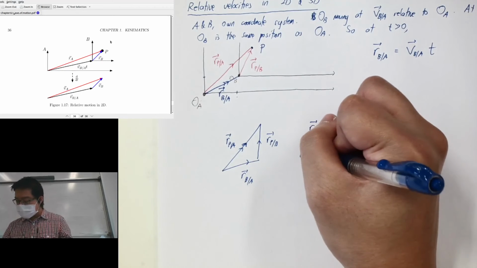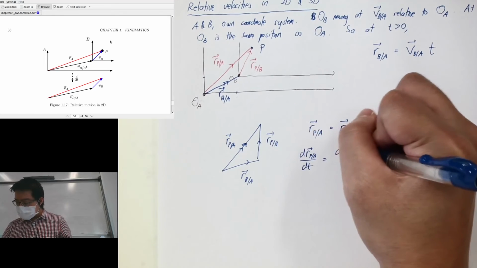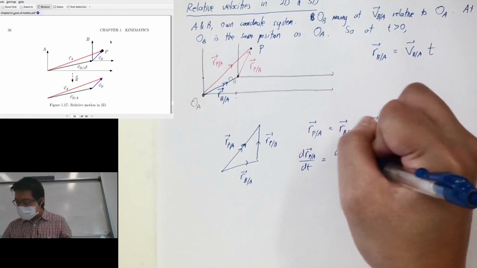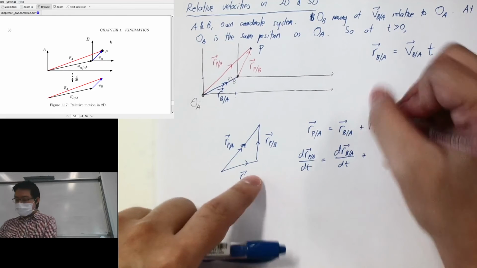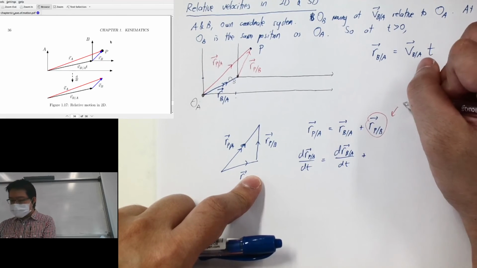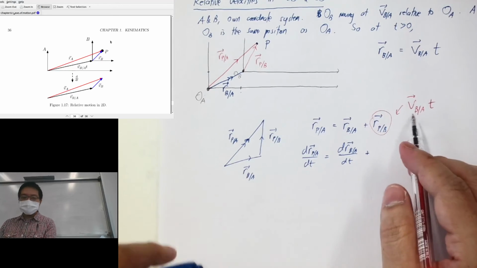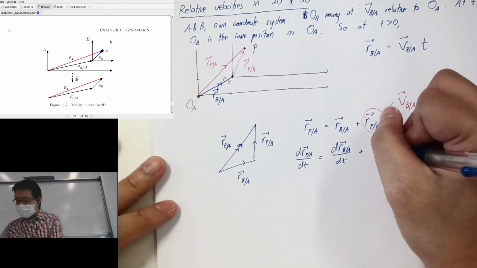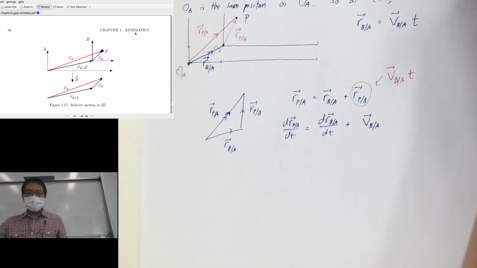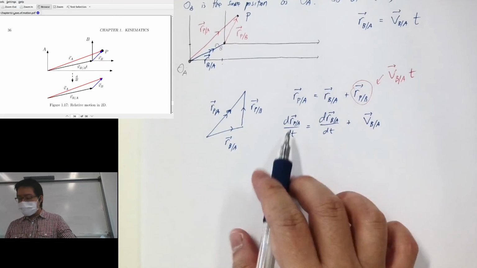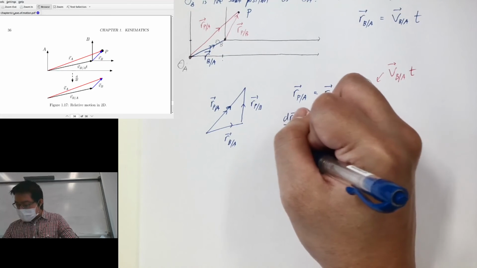So the derivative of r_PA with respect to t, and then differentiating r_BA with respect to t. Because this one was equal to r just now, right? r_BA with respect to t. So if I differentiate this with time, I just end up with v_BA. So this one is basically just the velocity of P using the A coordinate system.